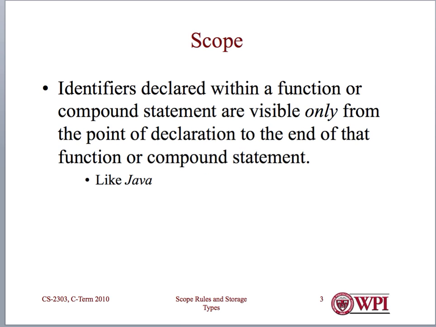When we talk about scope, we're really talking about the visibility of a variable. Where can it be essentially seen, if you will? So identifiers declared within a function or a compound statement are visible only from that point where we declare them, right after the curly bracket, if you will, or wherever it may be, to the end of whatever that statement is, that compound statement or that function, which is the same way that Java works. So they're visible from their point of declaration to the end of the block in which they're declared.